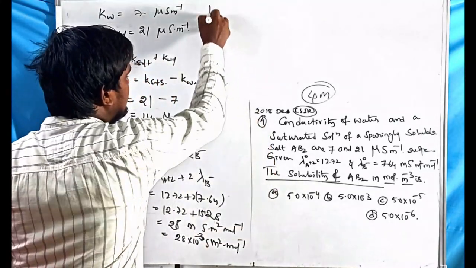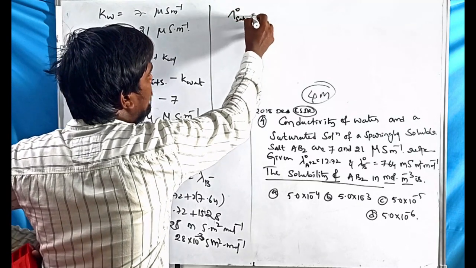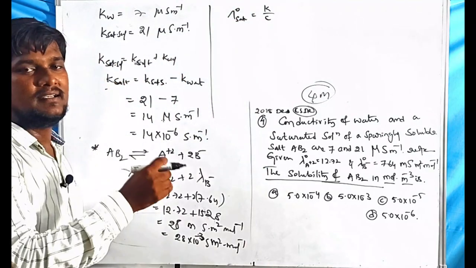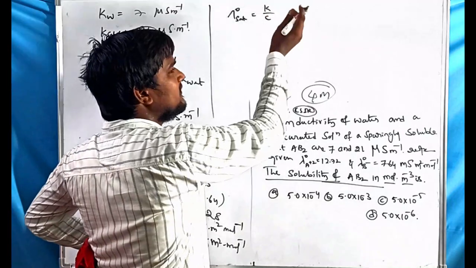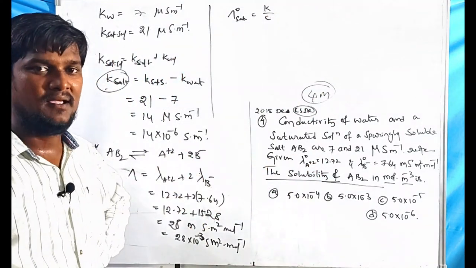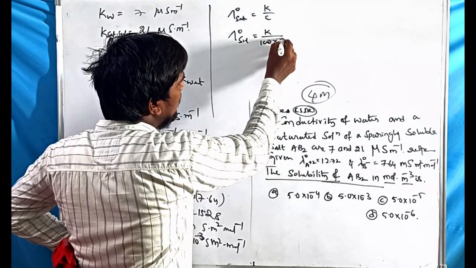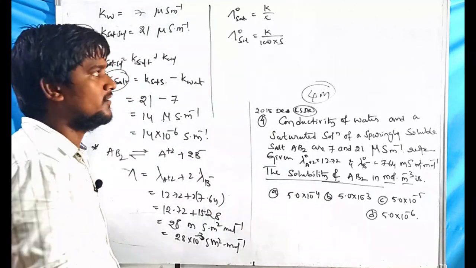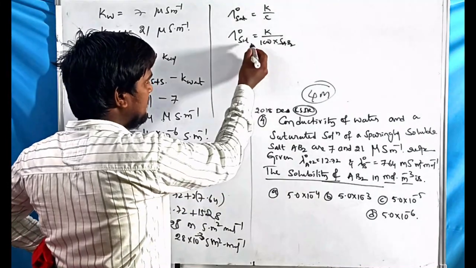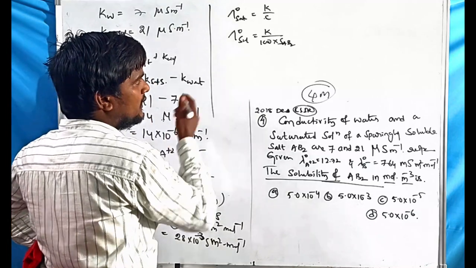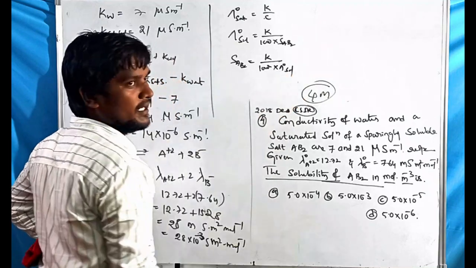Now the final thing is finding the concentration of the saturated solution. Here the equivalent conductance of the salt is equal to κ by C, where κ is kappa. Now we will find κ salt, the conductivity of the salt. In case of equivalent conductance, λ = κ × 1000 by C. Here they are given the moles, so we can convert the concentration into the solubility of the salt, that is solubility of AB2. So the solubility of AB2 is equal to κ by 1000 into lambda of salt, the equivalent conductance of the salt.